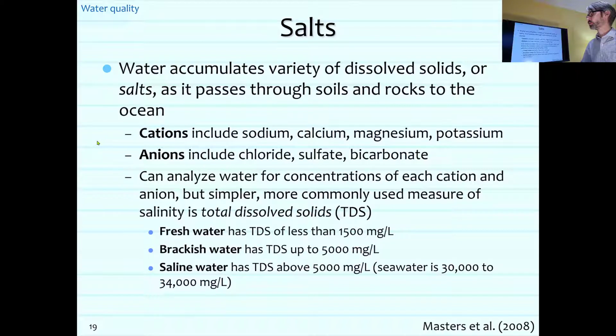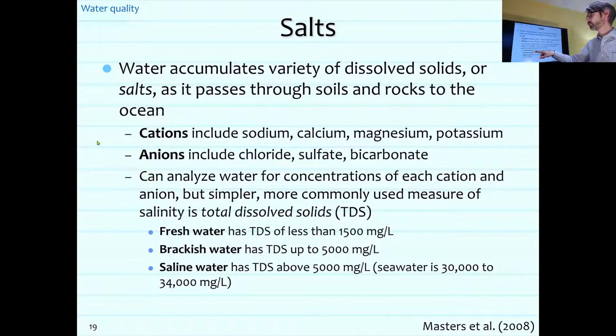Salts are also important. Water can accumulate a variety of dissolved solids, or salts, as it passes through soils and rocks to the ocean. Cations include sodium, calcium, magnesium, and potassium. Anions include chloride, sulfate, and bicarbonate, and many others. We can analyze water for concentrations of each cation and anion, but a much simpler, more commonly used measure of salinity is just the total dissolved solids, or TDS.